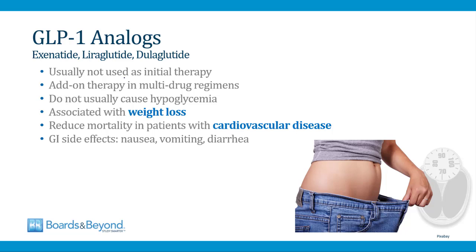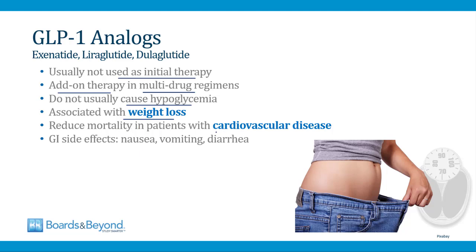GLP-1 analogs are usually not used as initial therapy. They're usually add-on therapy in patients on multi-drug regimens, for example, a patient on metformin who has not achieved their A1C target. Good things about these drugs is they do not usually cause hypoglycemia and they are associated with weight loss.